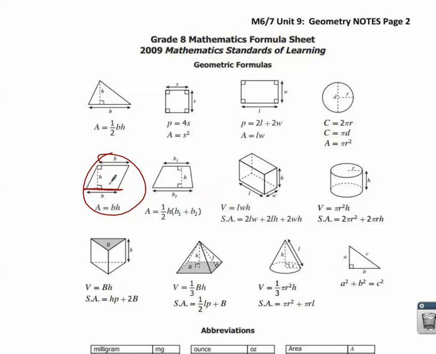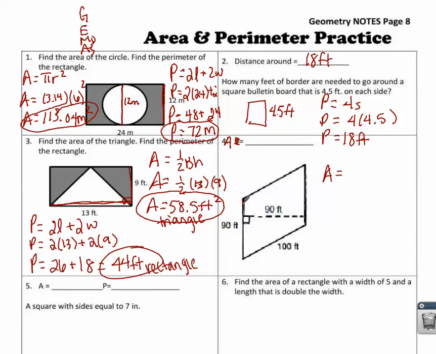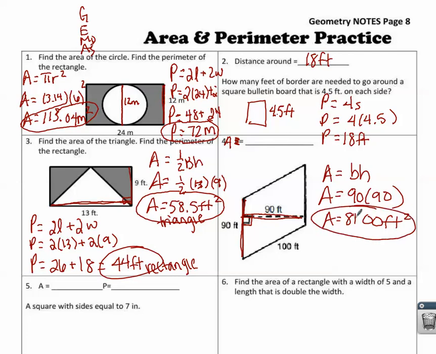So your base down here and your height, which is straight up, similar to a triangle where you have to go straight up from the base to create a 90-degree angle. So here you have your base and your height, which is straight up from your base, creating that 90-degree angle. So area equals 90 times 90. And that's going to give you 8,100 feet squared. Circle your answer.